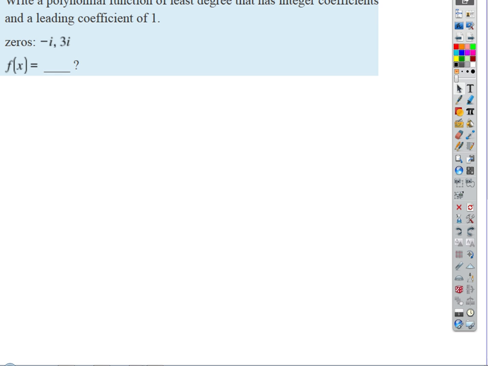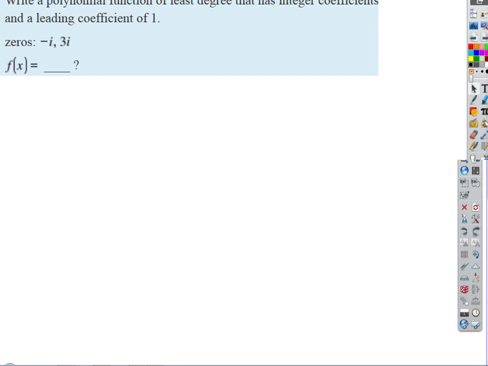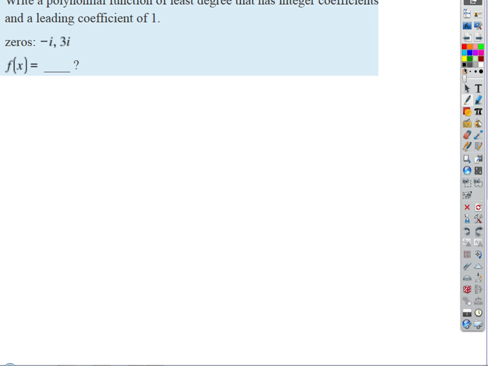Okay, what about this one? So this has to do with the fundamental theorem of algebra. Remember what we talked about? We know the degree of a polynomial tells us the number of complex roots that it has, or zeros, right? They always come in complex conjugate pairs if they're imaginary, right? So then, if negative i is one of the zeros, what's one that goes with that?